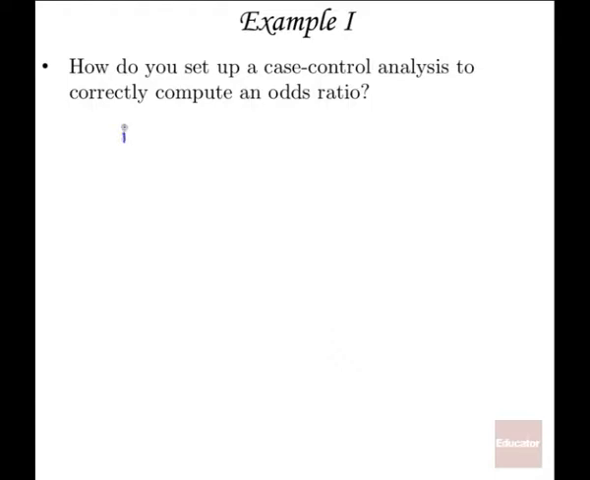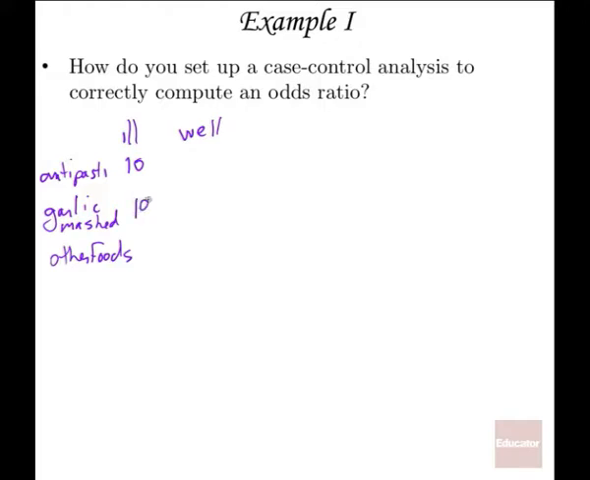So anyway, let's get our table back. So here are the ill individuals, and here are the ones that are well. Okay, and then we have our antipasti. Okay, our garlic. And our garlic mashed. Okay, and then our other foods. Okay, so we had 10 individuals antipasti who were ill, 10 garlic mashed, and 25 other. Okay, and then for our well, we had 8 and 6 and then 77.